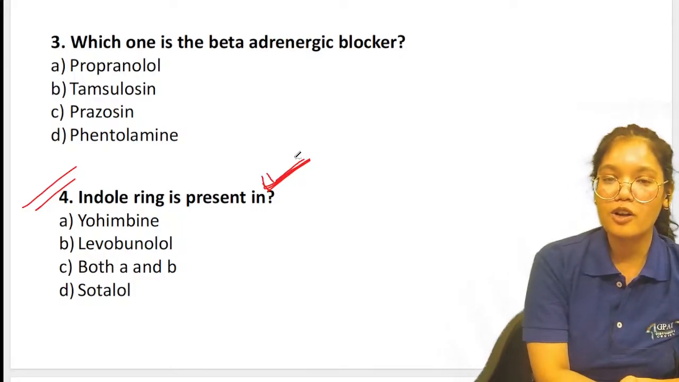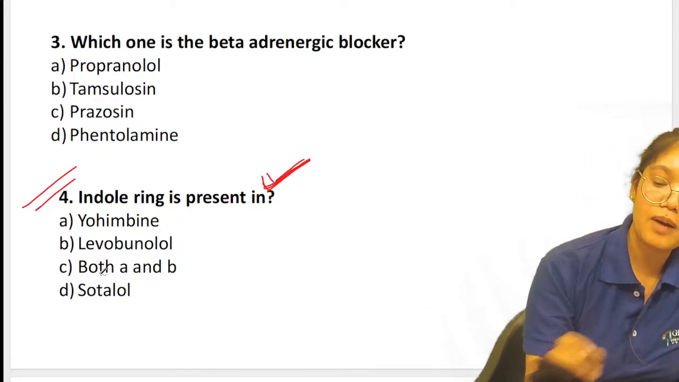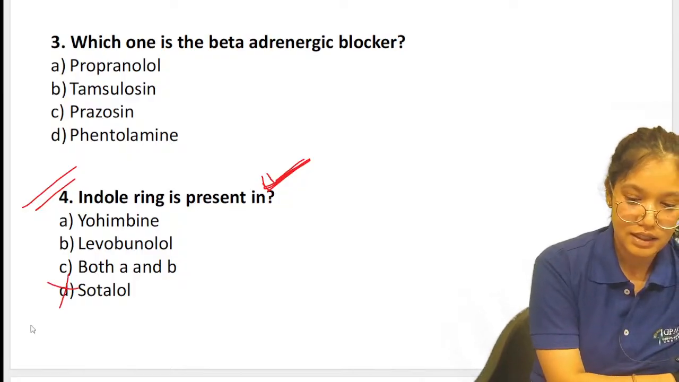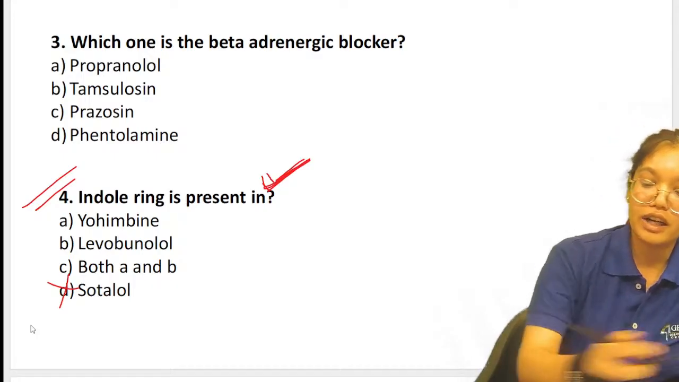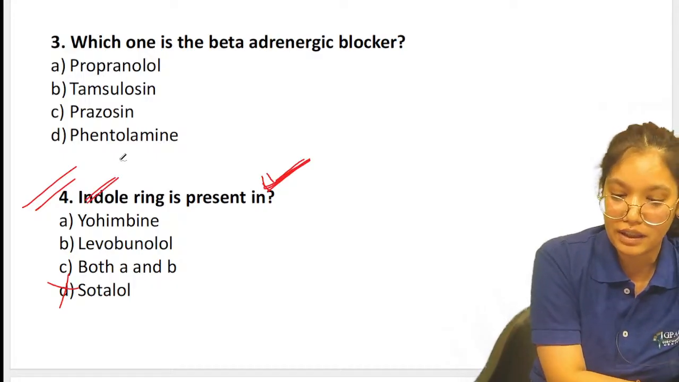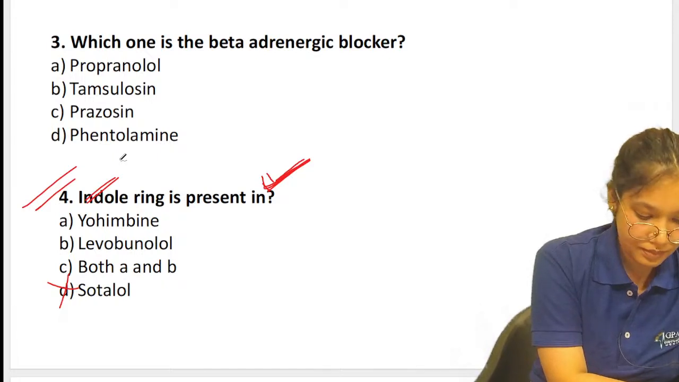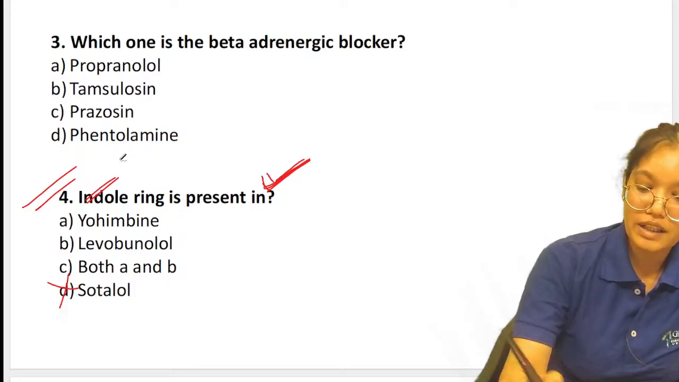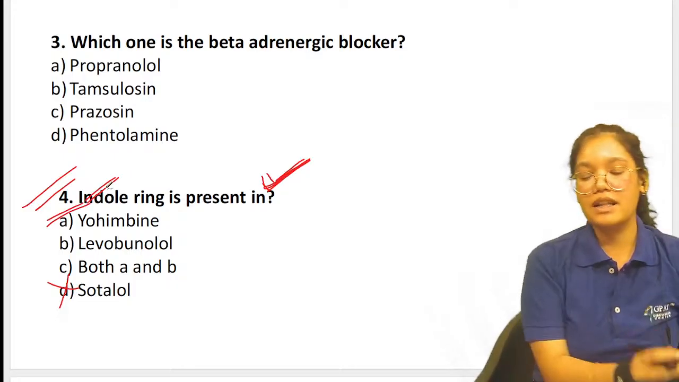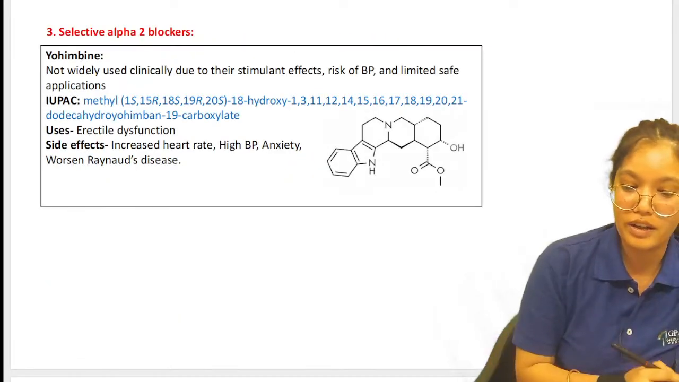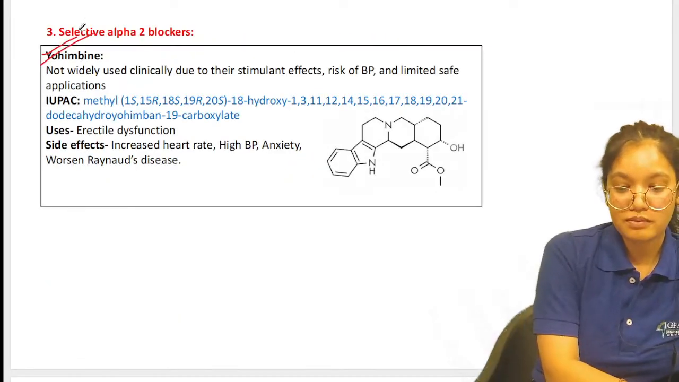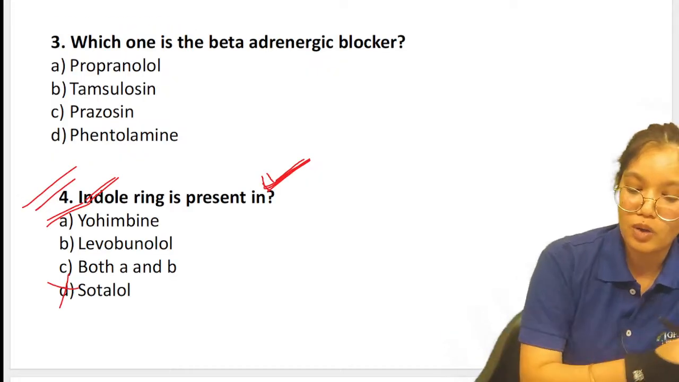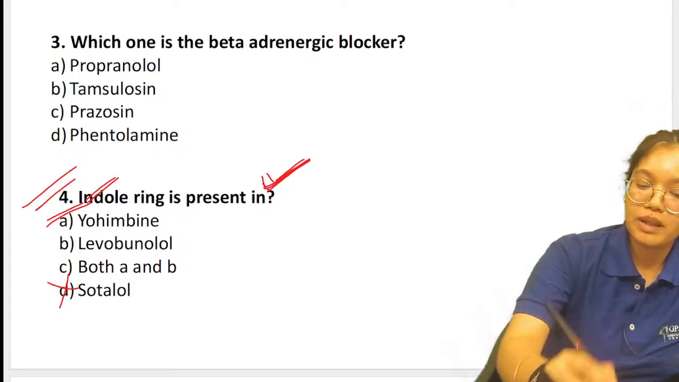No, the answer is not D. Think about it. No, you are wrong. Think about it again. Which drug contains the indole ring? Yes, Anjali, you are right. Yohimbine contains the indole ring in its structure. I have told you about that. So yohimbine is the answer.